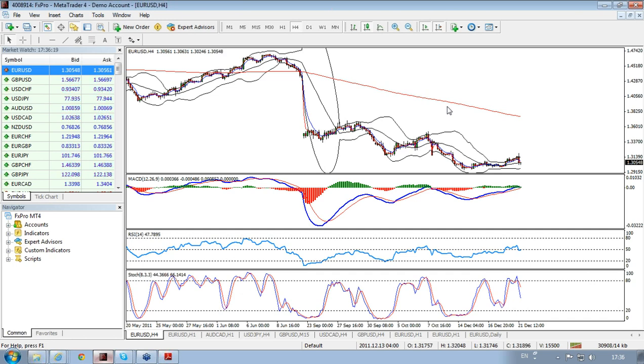Look for divergence on the same time frame or one time frame lower. Look for confirmation for this area on the same time frame or one time frame higher. Once you have it, attack. Take your trade. Take your pips. This is an important area.